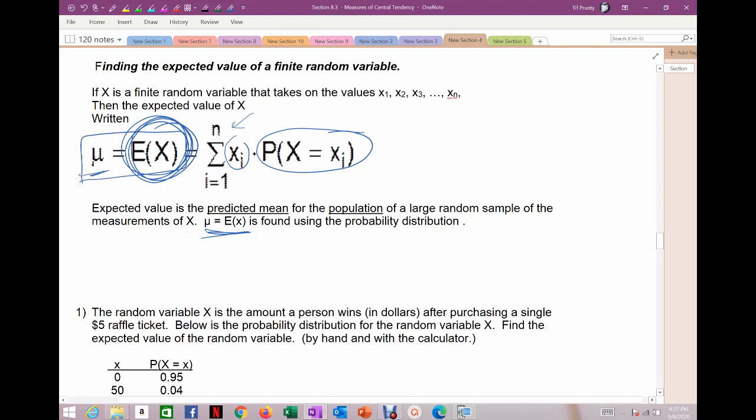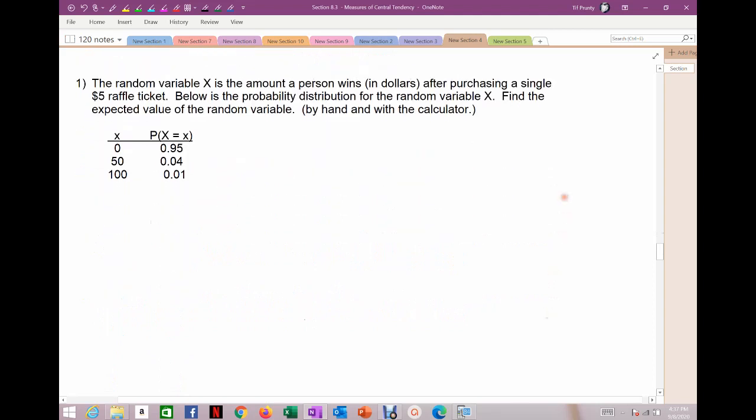Alright, so it's what we would expect the population average to be if we did the experiment many times. We took lots and lots of samples over the entire population, again, using probabilities. So the first example, the random variable x is the amount a person wins in dollars after purchasing a single raffle ticket, right, which costs $5.